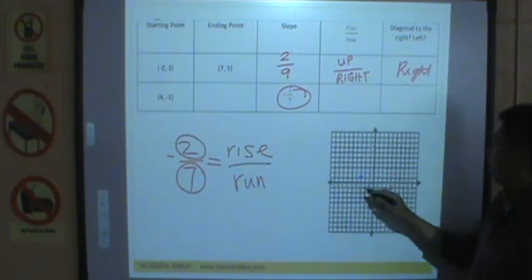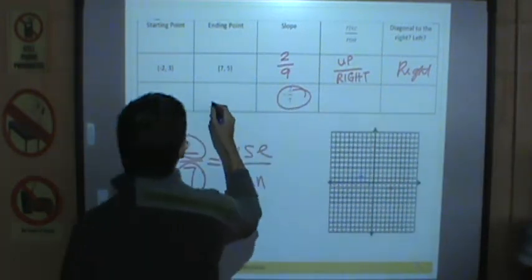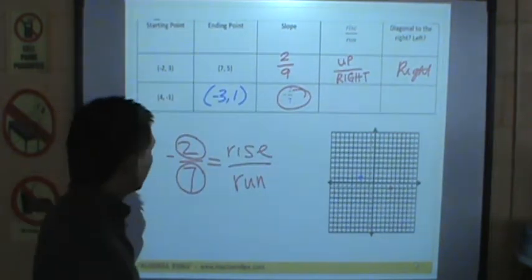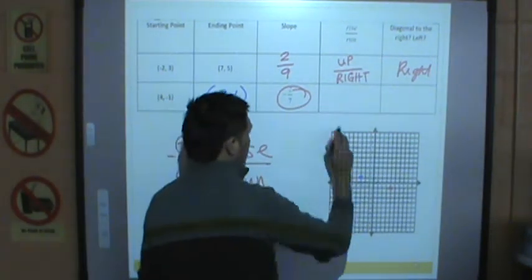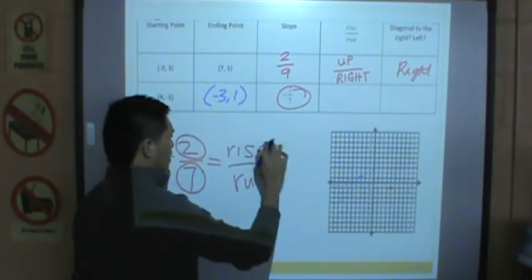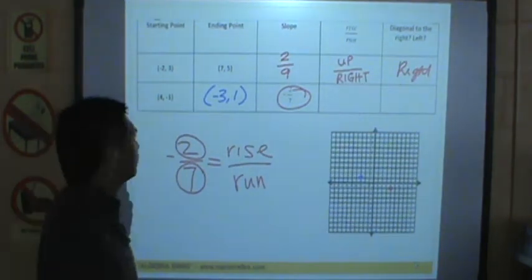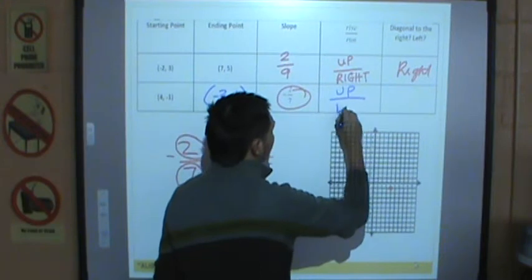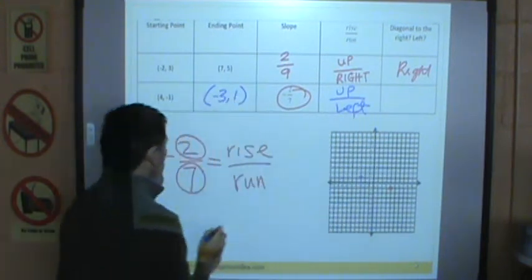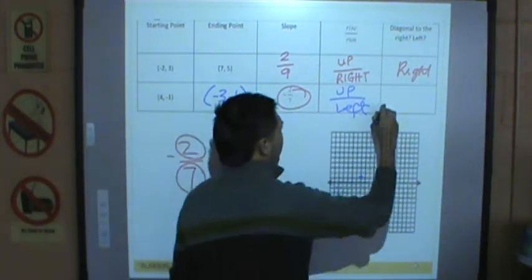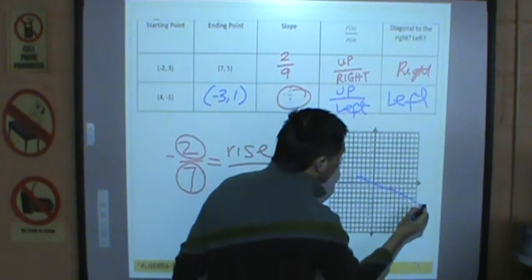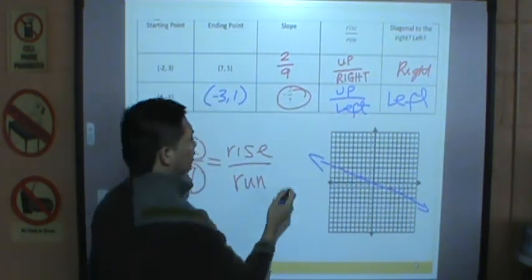Your ending point is going to be at (-3, 1). From your second point, it looks like you went up and then left. Again, you went left because of the negative sign. And then obviously, here you go. It is a diagonal line going to the left.